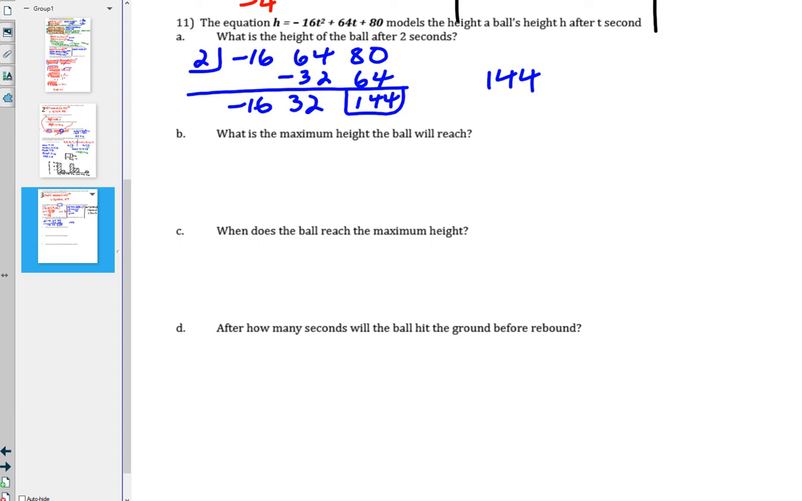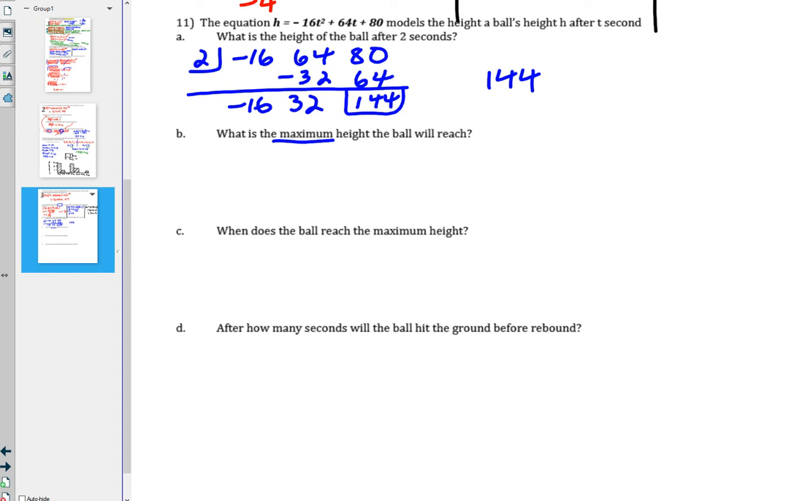What's the maximum height the ball will reach? All right, so here's another key word we learned this year. This was kind of a blend. We learned it at the end of the first semester, but it did blend over into the beginning of the second semester back in January. What does maximum mean? The vertex.